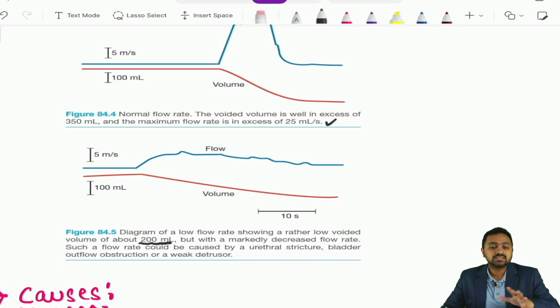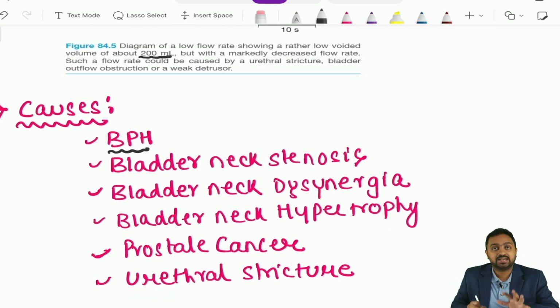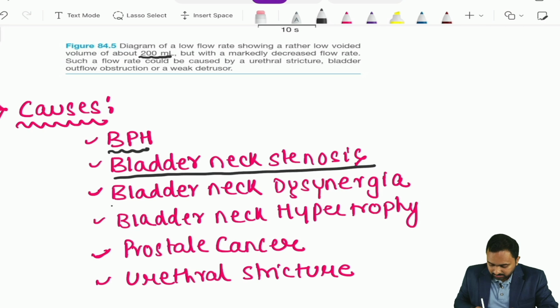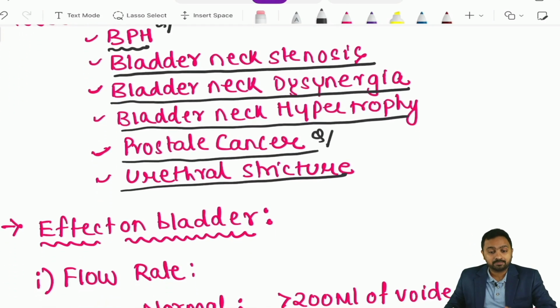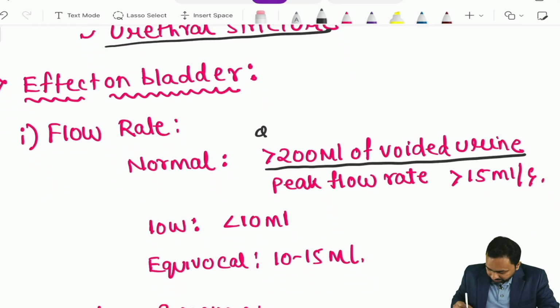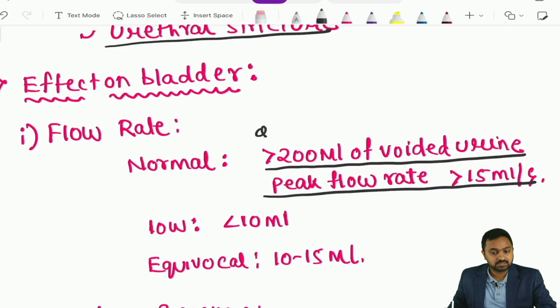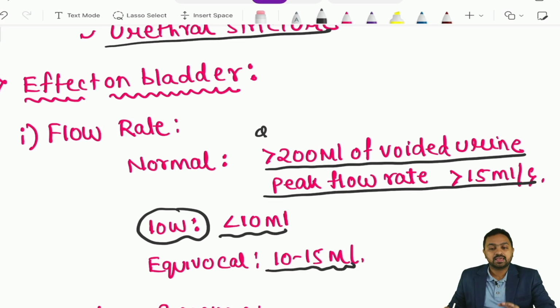Now what causes this bladder outlet obstruction? The various causes include benign prostatic hyperplasia, bladder neck stenosis, bladder neck dyssynergia, bladder neck hypertrophy, prostate cancer, and urethral stricture. In this section, we will be mainly focusing on BPH and prostate cancer. So what is the effect on the bladder? Now the flow rate. The normal flow rate is more than 200 ml of voided urine with a peak flow rate of more than 15 ml per second. It becomes low when it is less than 10 ml per second and is said to be equivocal when it is between 10 to 15 ml per second.